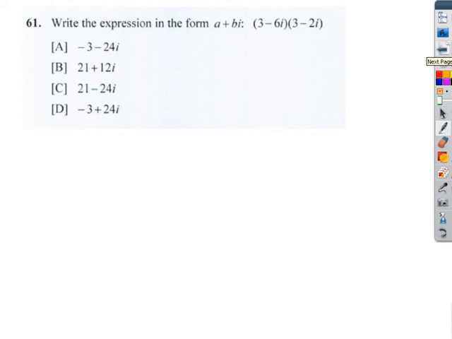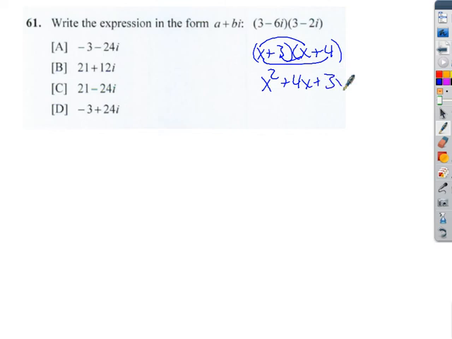All right, if I had something like x plus 3 times x plus 4, most of you wouldn't hesitate at using FOIL: first, outer, inner, and last, to do that. And then you would combine your like terms: x squared plus 7x plus 12. The concept is almost exactly the same.